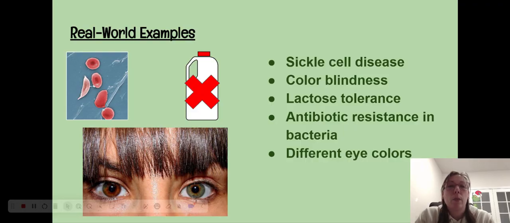And then some other real-world examples, a few of these we've talked about, some of them we haven't, would be something like sickle cell disease. That's a genetic condition passed down where the red blood cells are misshapen, and they do quite a bit of damage as they go through the body and through your veins. They do damage to other red blood cells and make them not do the job they're supposed to do. Color blindness, like we spoke about in a couple of our videos before. Something like lactose intolerance can be caused by genetic mutations. We can have antibiotic resistance in bacteria. And even something like different eye colors can be caused by a genetic mutation.